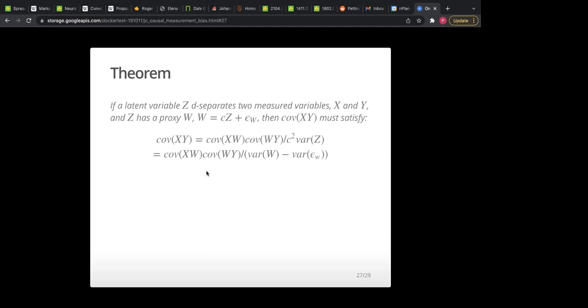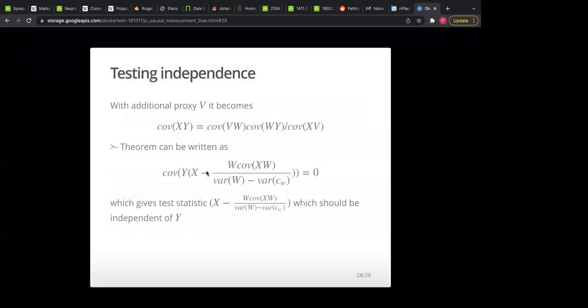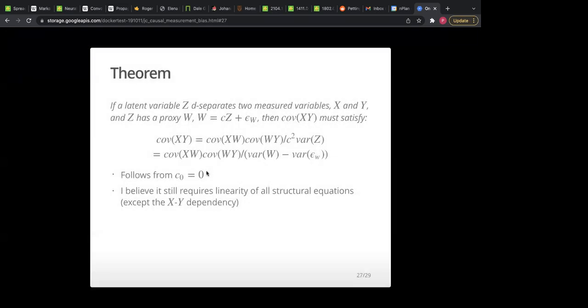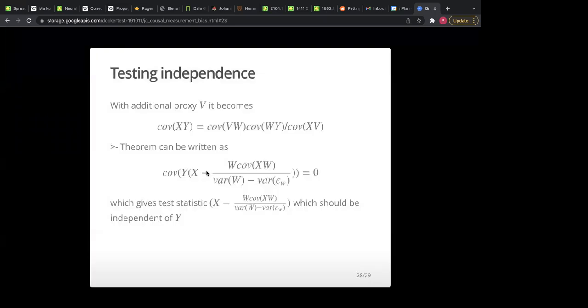Then if you go to the next slide, please. Next click. Then here, this holds true if C0 is 0. One can use this to essentially create a new variable, which is X minus the covariance of X and W over var W minus var epsilon. Of course, the variance of W and the variance of epsilon W would be something you have to measure. So again, you need this calibration step in it.